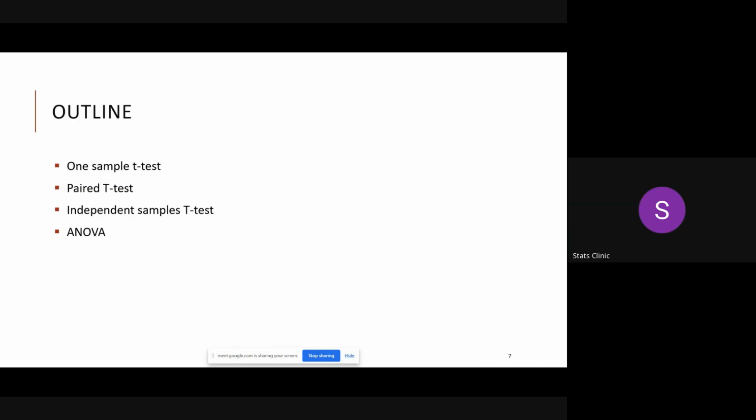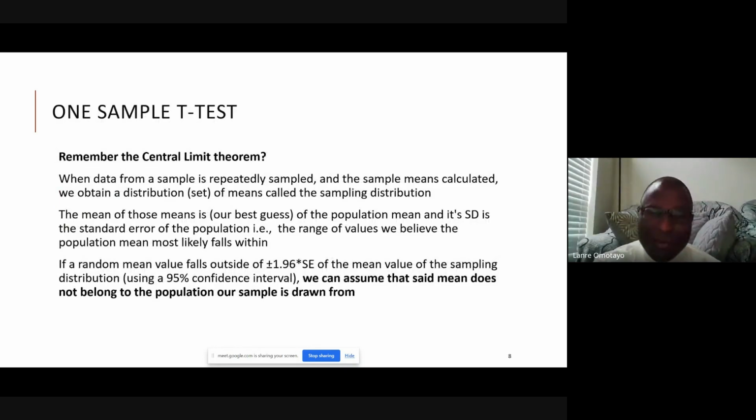I'm sorry to interject, sir. Your slide has not moved. Yeah, because I have not moved. I have not moved either.